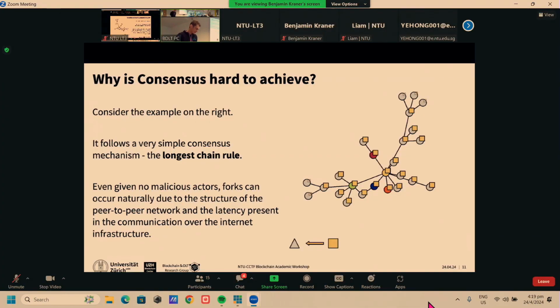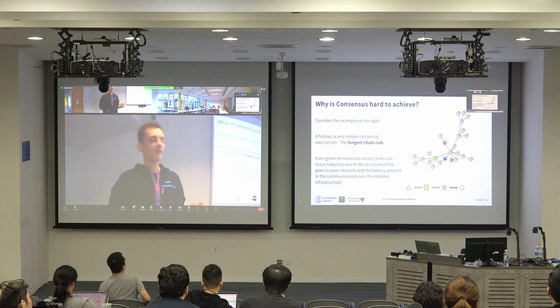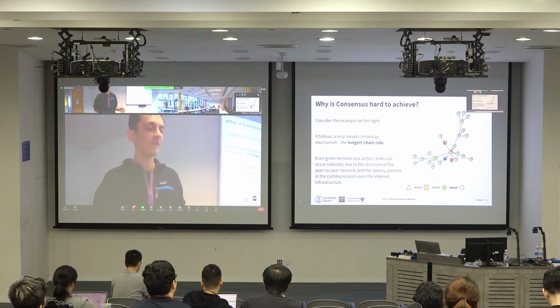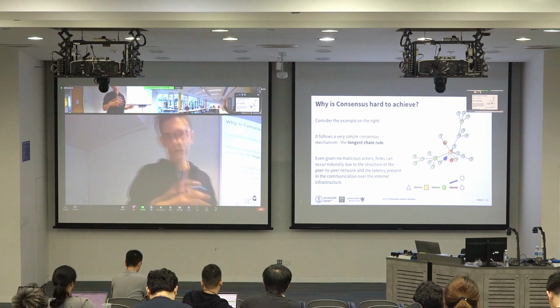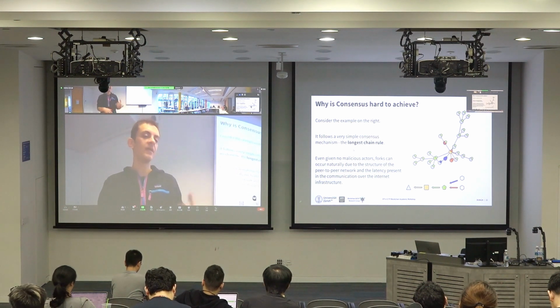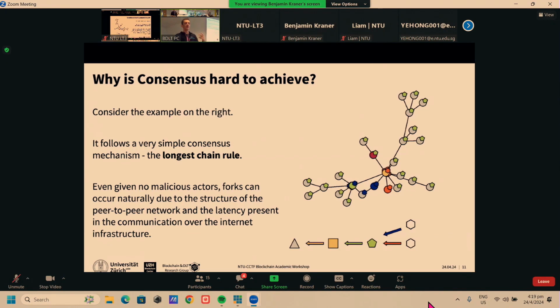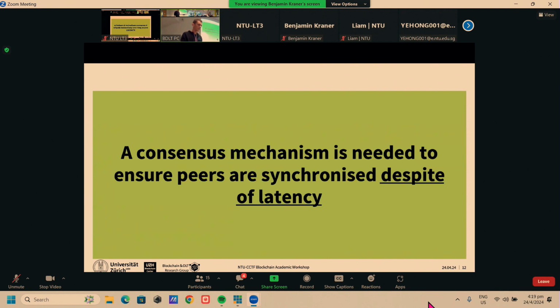What is interesting here, and what I'm trying to show, is that you can have these kinds of forks even without any malicious actors in the system, simply because of latency in information transmission. Somebody is not informed that somebody else added something to the blockchain, to this ledger, and then creates a piece of information and wants to attach it, and you have this kind of fork. So basically, the key point here is that the consensus mechanism is needed if we want to ensure that peers are synchronized despite latency.